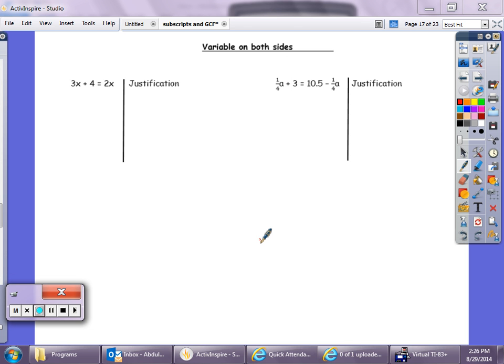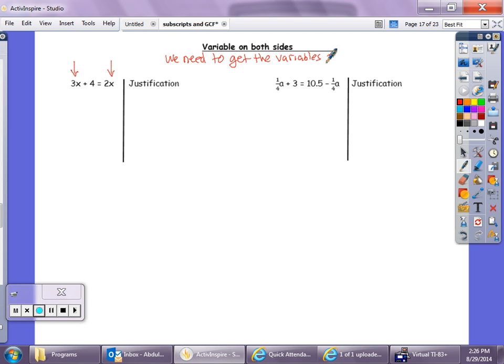Alright, the last thing about equations we're going to talk about is variables on both sides. So we have some variables on both sides. Everything we've done before, our variable has been only on the left side. But now we have an x here and an x here. To solve it when there's variables on both sides, we need to get the variable on one side. So we need to get them all on one side. That's the first thing we've got to do.